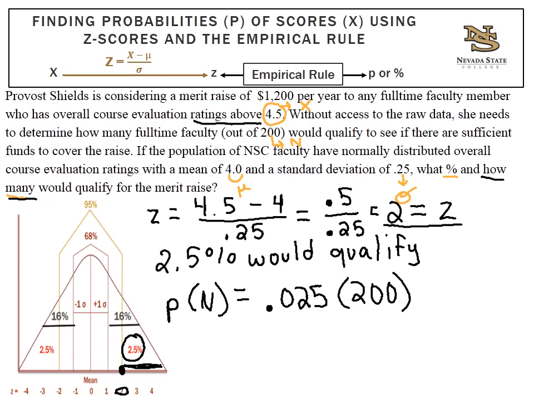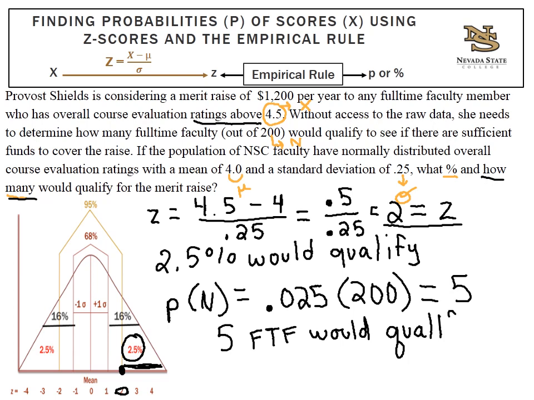Okay, so I multiply that. 0.025 times 200 is 5. So 5, we're just going to say full-time faculty would qualify. So now Dr. Shields could figure out if she has enough money in her budget, 5 times 1,200, to cover the raises. I think she will. Maybe she should make the standards a little lower, but that's just me. All right, so let's move on to another example.